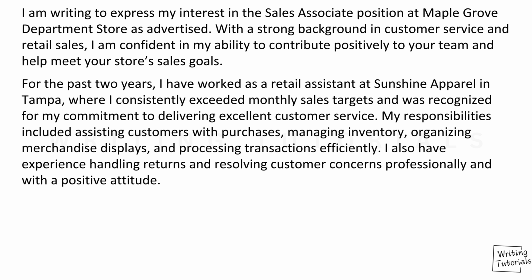This paragraph is great because it gives real evidence of your work history. We start with experience. For the past 2 years, I have worked as a retail assistant. This shows that you're not new to the job. Then we show achievement, where I consistently exceeded monthly sales targets. Employers love seeing numbers or performance indicators. Next, you describe your duties in detail, helping customers, managing inventory, organizing displays, and handling transactions. This helps the reader picture what you've done.